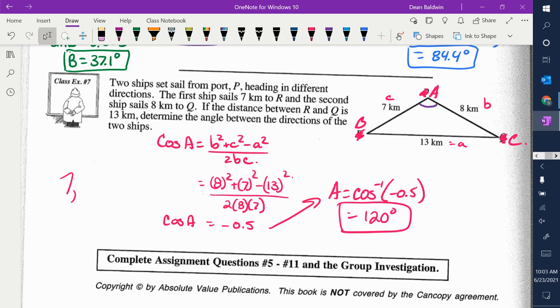What do I want you to do here? Just do 6 and 7, please.